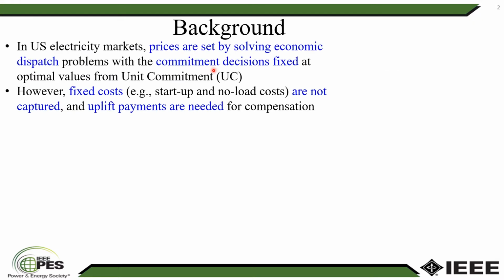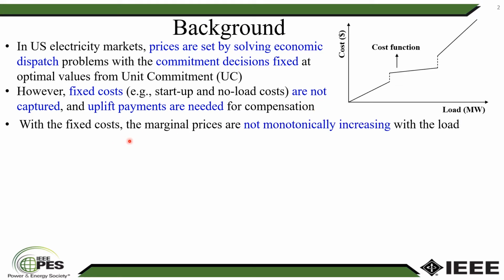To understand our work better, let's go over the background information. The state of practice in US electricity markets is to set prices by solving the economic dispatch problems with commitment decisions fixed at optimal values from the UC problem. Although this method is easy, it does not take into account fixed costs such as startup and no-load costs, due to which large uplift payments are required as compensation for units as they might have lost an opportunity to gain higher profits.